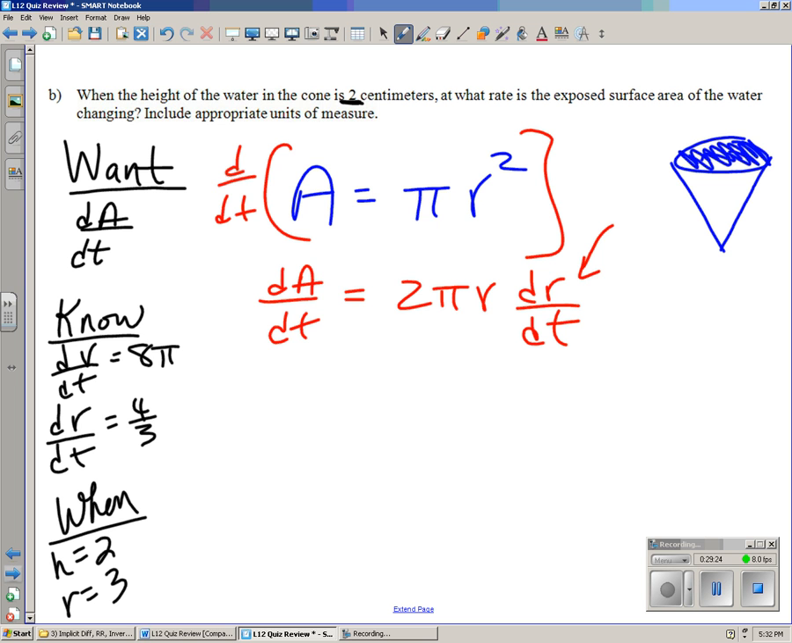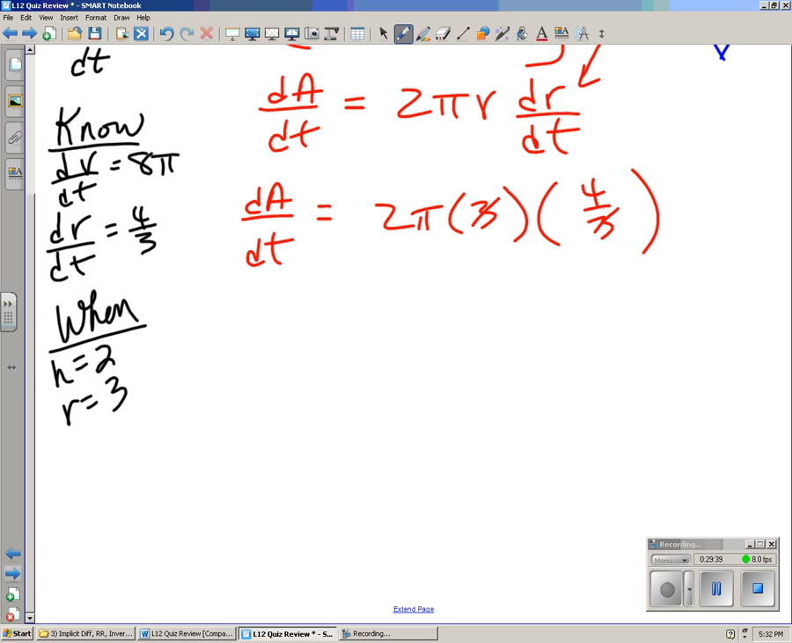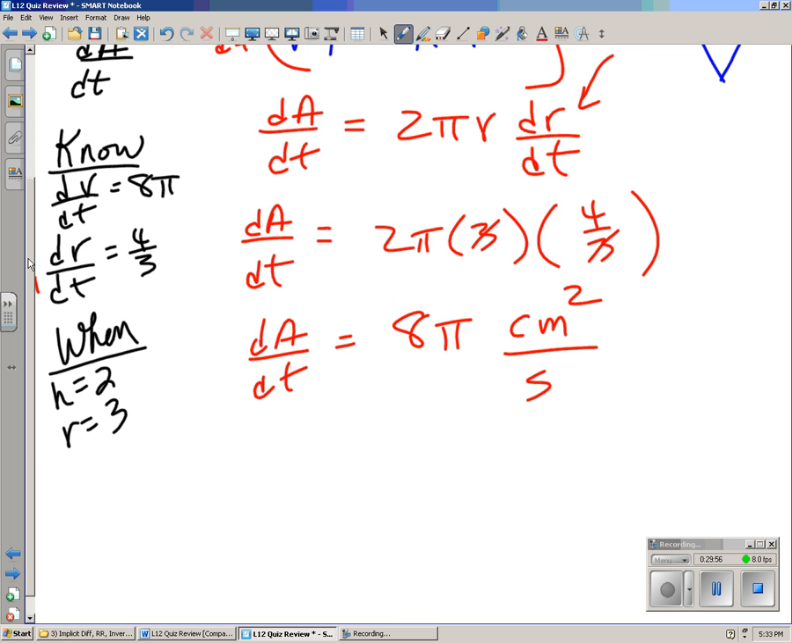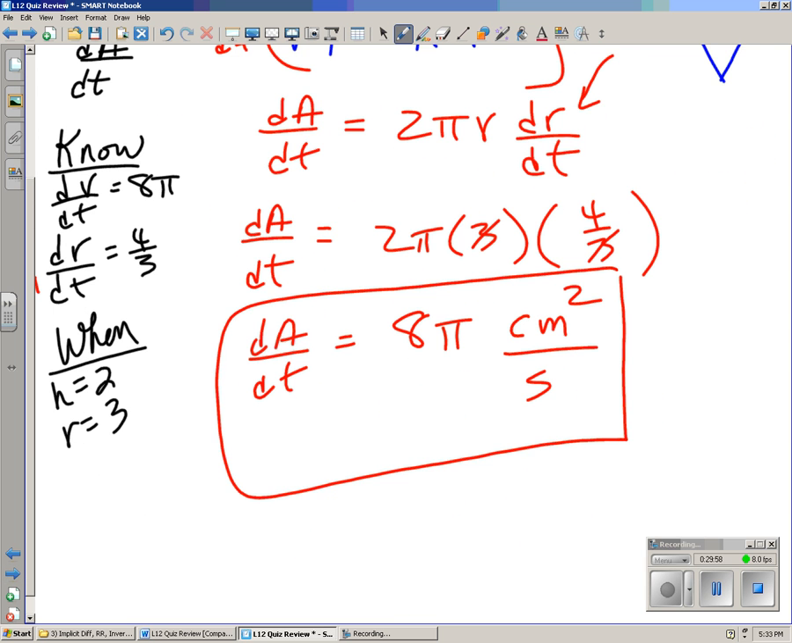So it was very nice to know dr over dt at this time because dA over dt is written in terms of it. So dA over dt is 2 pi times the radius, which is 3, times 4/3. So this comes out very nicely. The 3's go away. I get dA over dt is 8 pi. This is an area now, so it's centimeters squared per second. Were we measuring heights in centimeters? Yes, we were. So there is our answer.